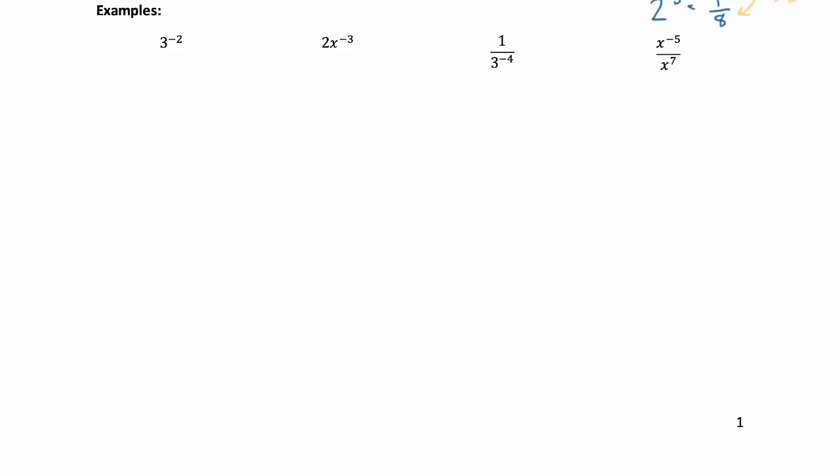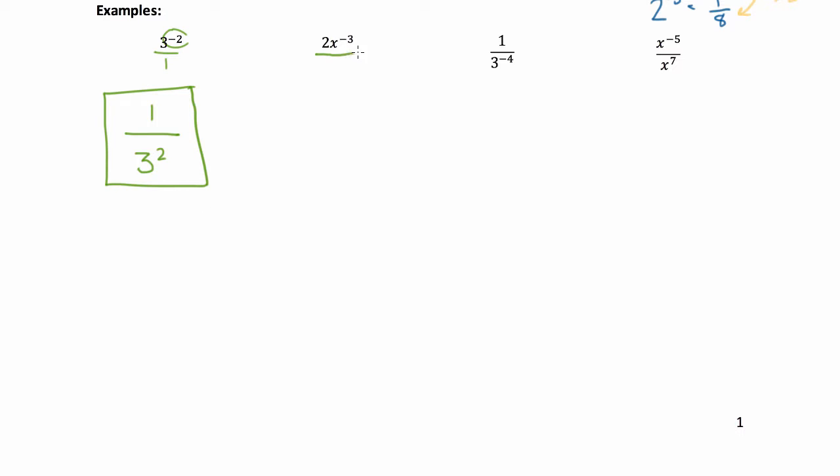Okay, so here are some quick examples of problems that you will see. Here I have 3 to the power of negative 2. That's just going to become, right now, this 3, you can think of it as being upstairs if that helps. The 3 has a negative exponent. So it is going to go downstairs and have a positive exponent.